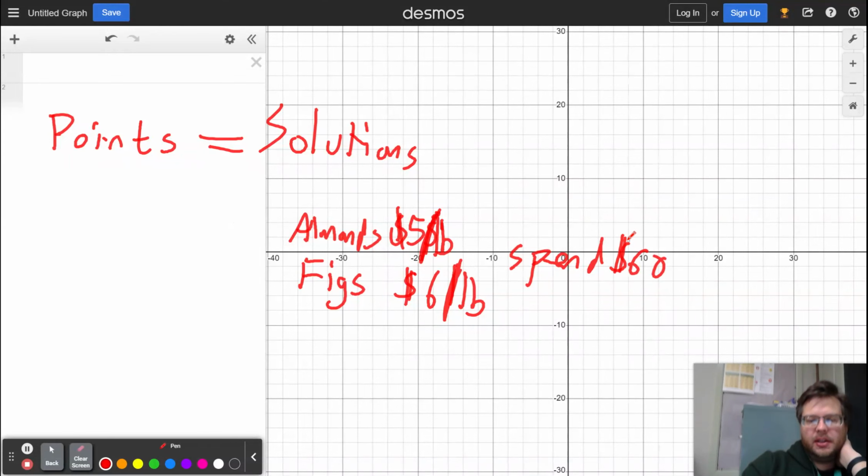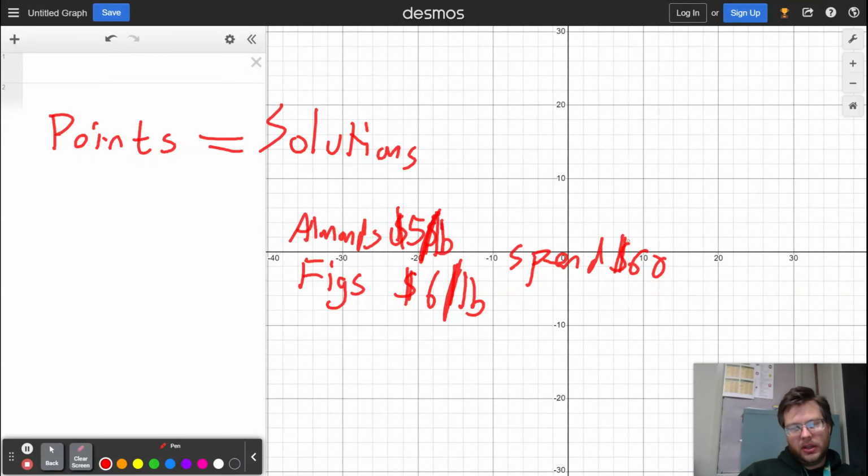There are a lot of different ways that you could spend that amount of money. You could buy all almonds and spend $60. You could buy all figs and spend $60. Or you could buy a combination of the two different items and still spend $60. And so what the equation does is it captures all of those possible combinations. And I want you to think about, what is it that you don't know in this problem?